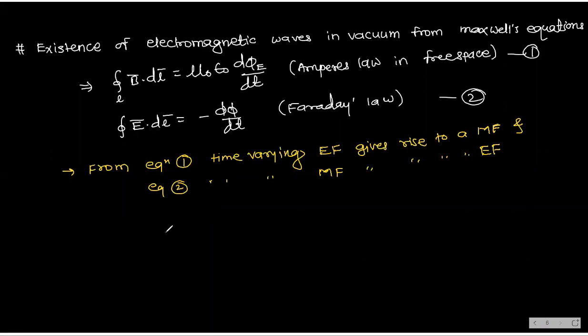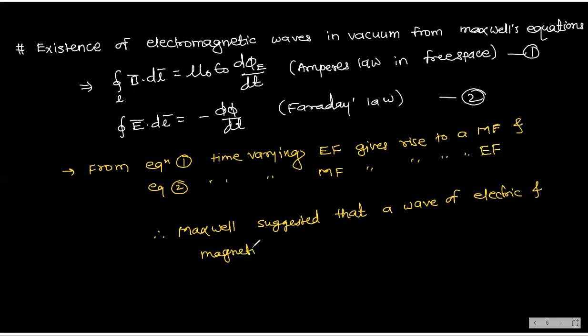Therefore Maxwell suggested that a wave of electric and magnetic field exists, and such a wave is called which wave? Electromagnetic wave.